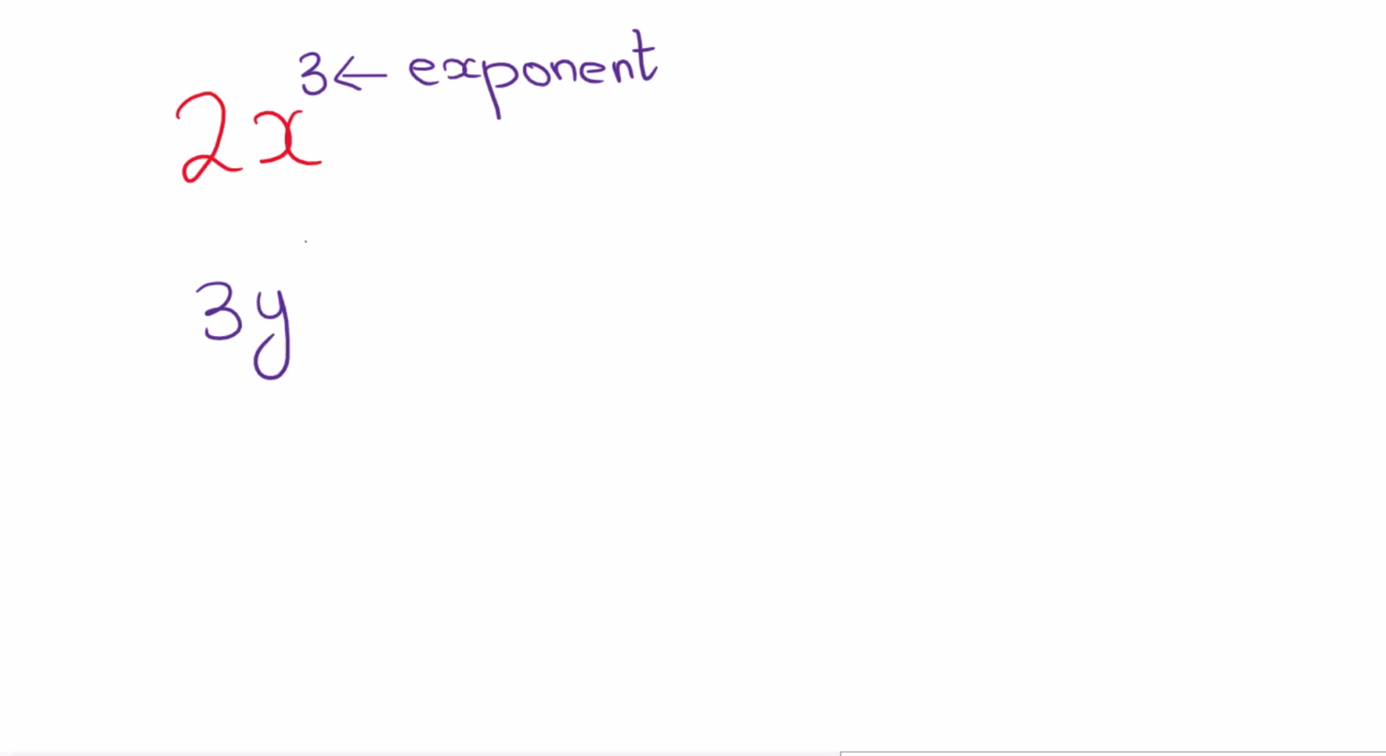Sometimes this variable in an algebraic term can be raised to a power. Example, 2x cubed. This 3 is the exponent. Likewise, in 3y to the power 5, this 5 is the exponent.